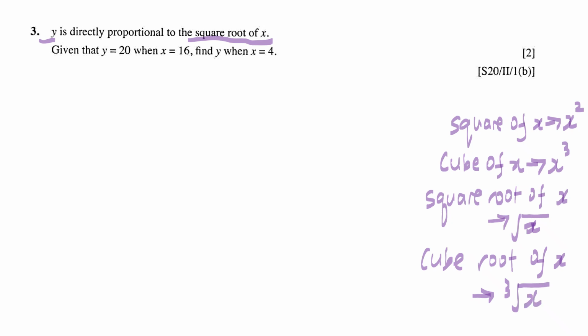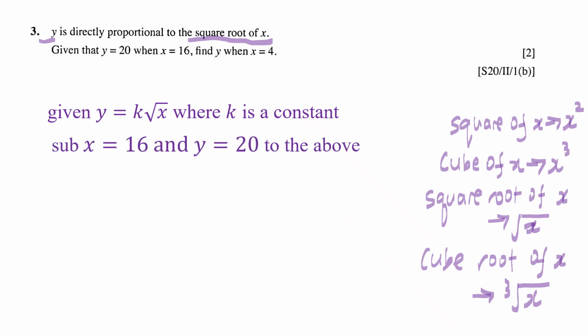So y is equal to k times the square root of x, right? k is a constant. So similarly, like what we have done earlier on, we want to find the constant k, which is y divided by the square root of x. Right, and you just basically use your calculator to evaluate this, which gives you 5.